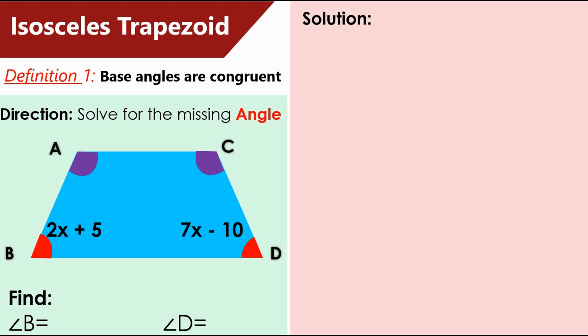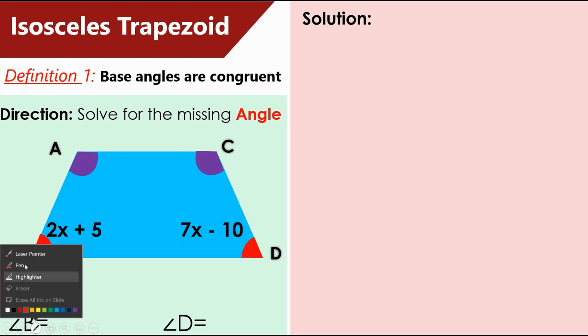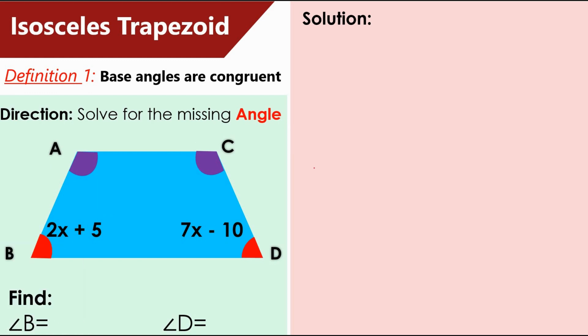Let us apply this definition in solving for the missing angle. In this example, we have a given of angle B and angle D, which has these measurements. Our goal is to find its actual measurement. Based from the definition, the base angles are congruent, so we can assume that angle B is equal to angle D. For the next step, we need to substitute the given. So angle B measures 2x plus 5, while angle D measures 7x minus 10.